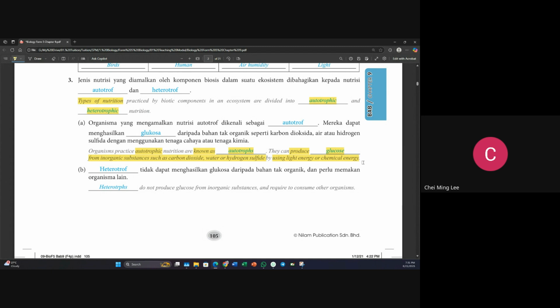Like mushroom, they are producers as well, but they get their nutrients from chemical energy due to decay. And heterotroph does not produce glucose, so they are required to consume other organisms. Most organisms are categorized as this one, besides plants.